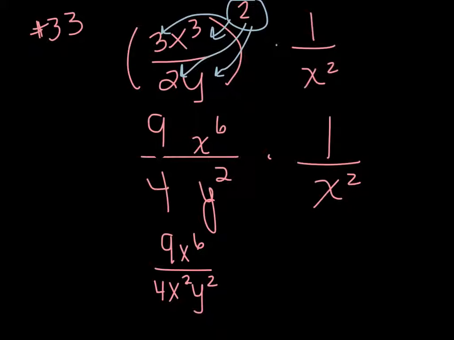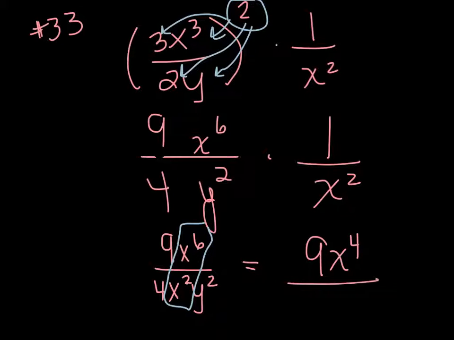Now in my last step, all I'm doing is looking to see if I have any like bases to simplify. And I do: x to the 6th divided by x squared. I'm going to subtract my exponents and get x to the 4th. So my final answer is 9x to the 4th divided by 4y squared.